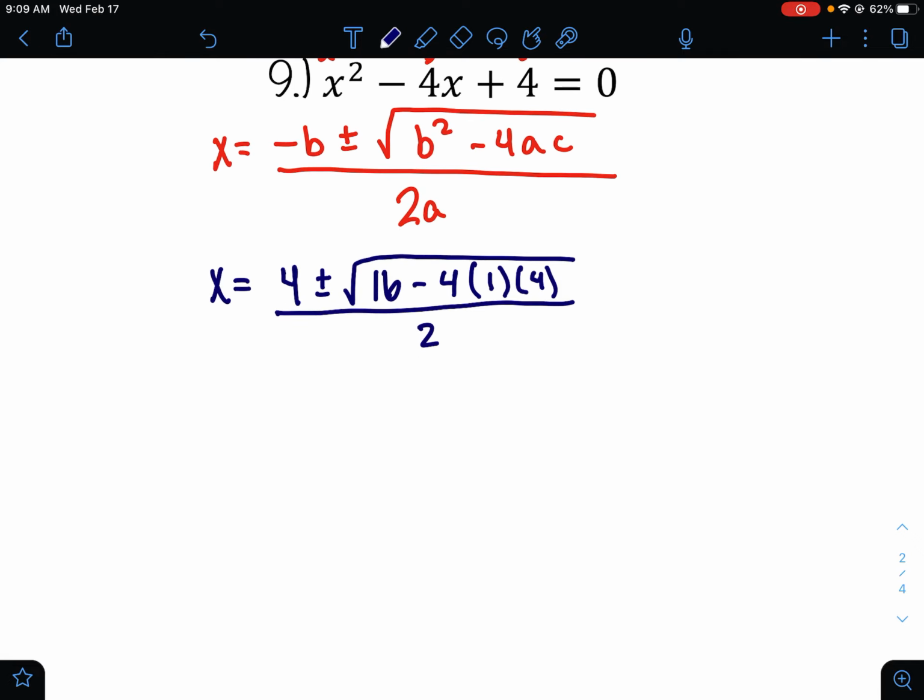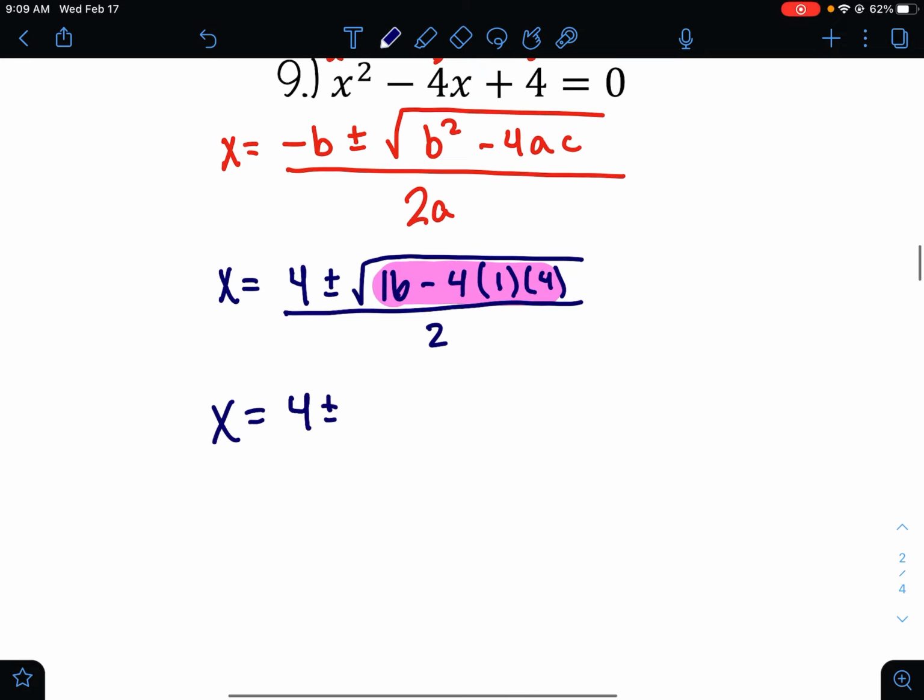Now I'm going to do this problem right here. X equals 4 plus or minus, the first thing you're going to want to do is do the discriminant. The discriminant is what is inside the radical. That is going to tell you what type of solutions you're going to get. So I could do 16 minus 4 times 1 times 4 all in my calculator.